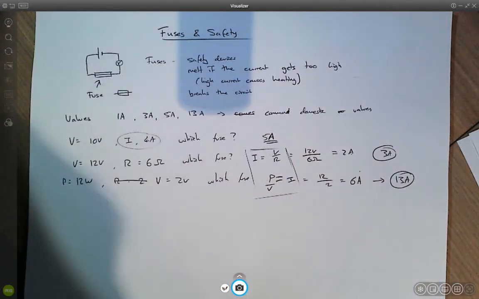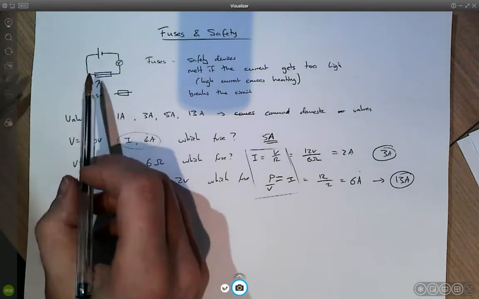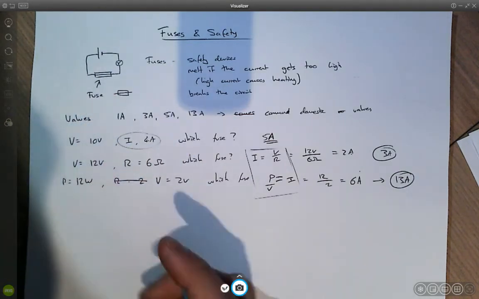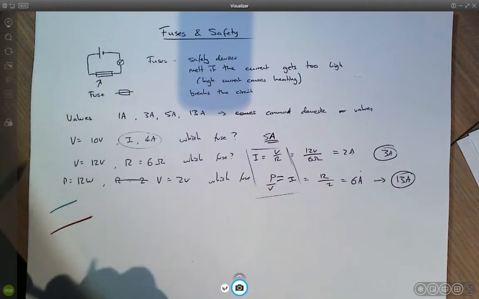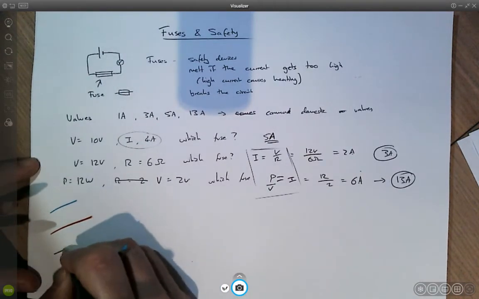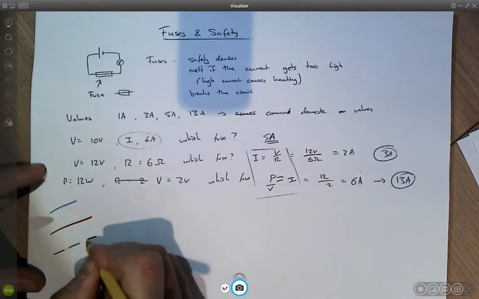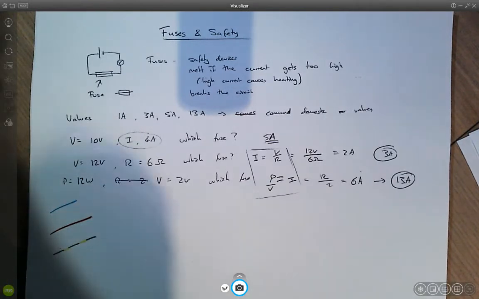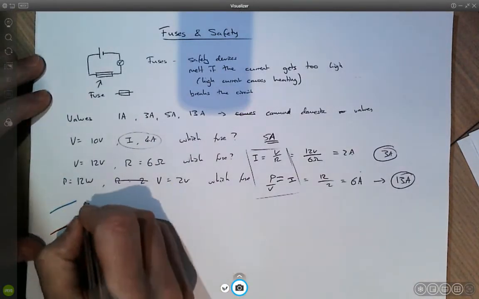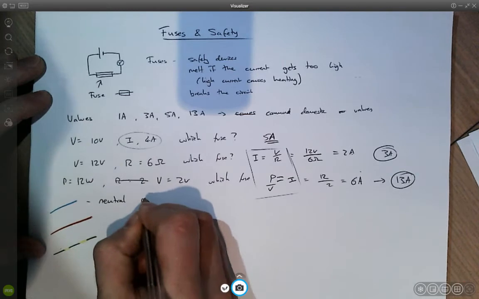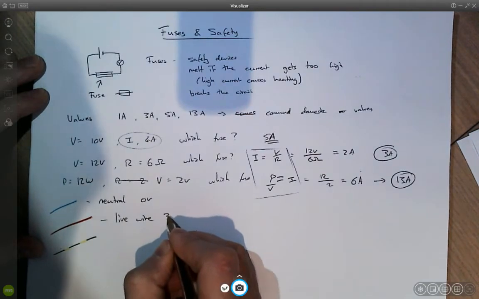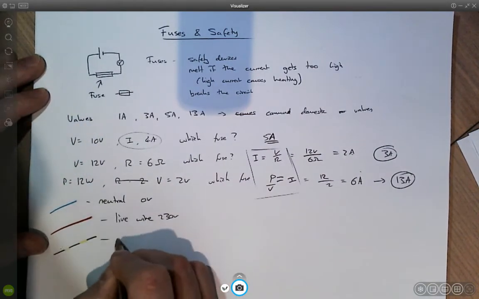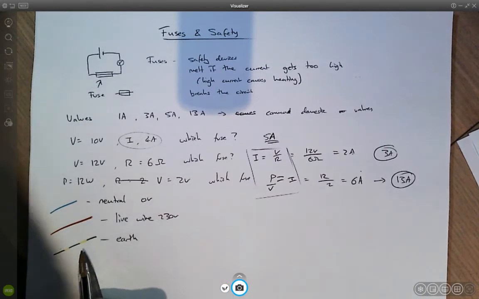Students need to then be able to label a plug, like I've already said, with a fuse, but they also need to be able to label what the different wires are. So in a plug, we've got a blue wire, a brown wire, and then we've got a green and yellow wire. And they need to be able to state the names and also simply the uses. So the neutral wire, which is the wire held at 0 volts, is blue. The live wire, which is going to be the one at 230 volts, is brown. And the earth wire is green and yellow.